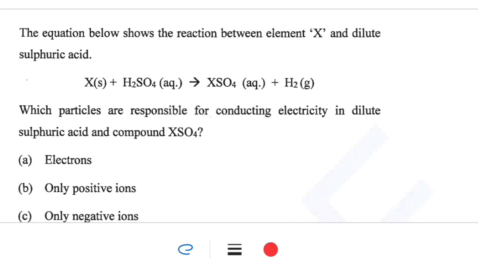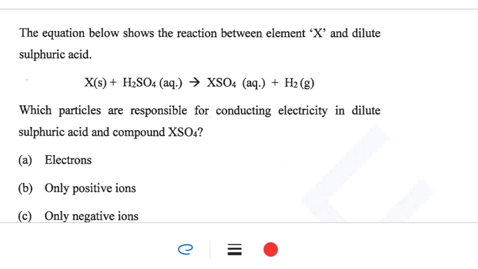Next question. The equation below shows the reaction between X and dilute sulfuric acid. X plus H2SO4 gives XSO4 and H2. Which particles are responsible for conducting electricity in dilute sulfuric acid and compound XSO4?